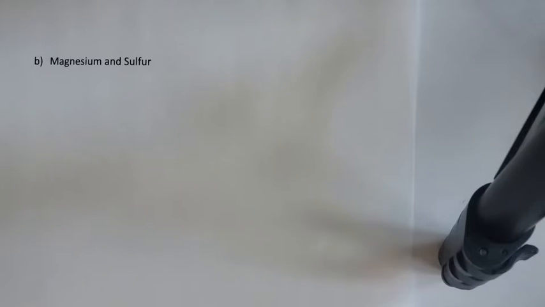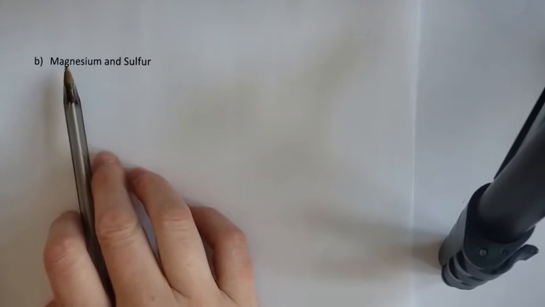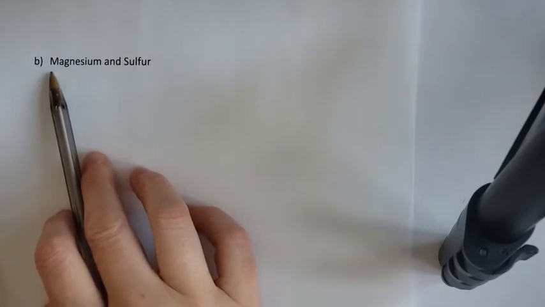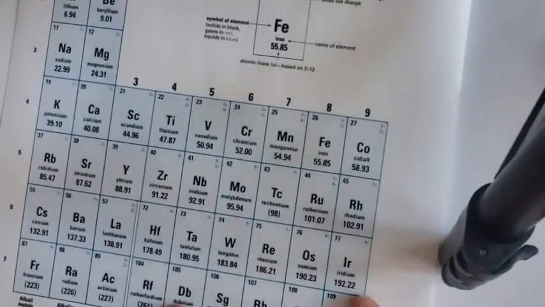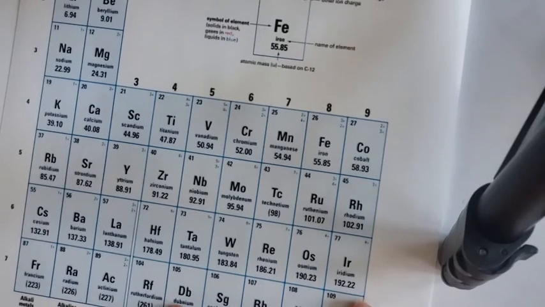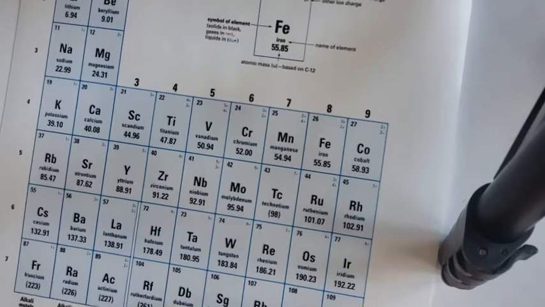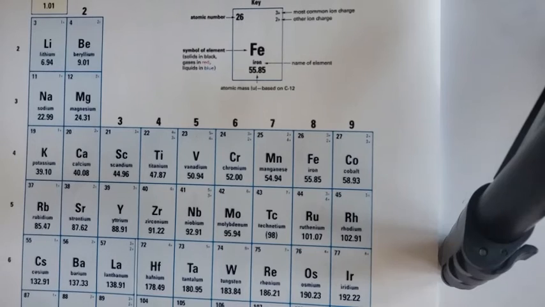Let's try another one. I want to figure out the chemical formula and the name when we react magnesium and sulfur. So the first step is to write down the symbols for each. The symbol for magnesium is Mg, and the symbol for sulfur is S. Next, we have to write the charge above it. So we have to go to our periodic table. I've included one in the previous notes, a periodic table. That's okay if you didn't want to print it out. Just go on the internet, lots of periodic tables there.